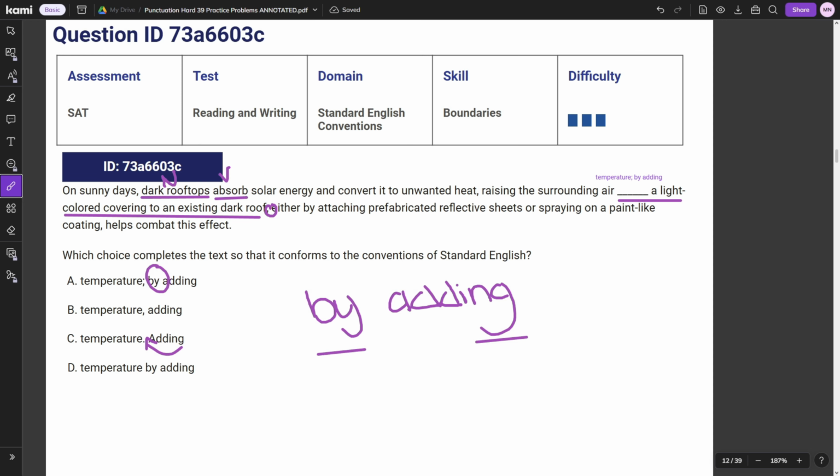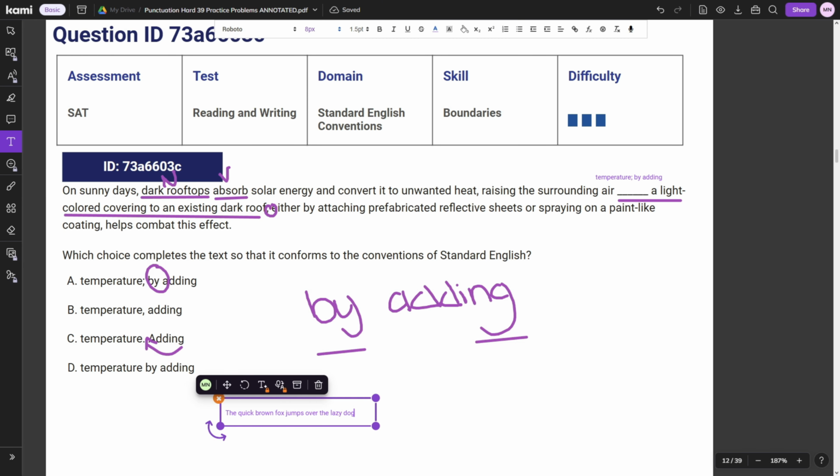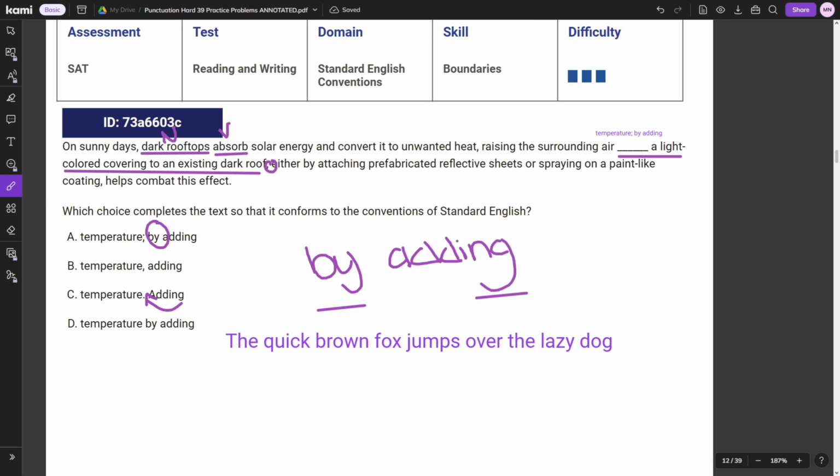Okay, but seriously though, what a modifier does is it just adds on extra details. Take this sentence for example. Quick and brown would be the modifier for fox. It adds on extra details to what the fox is, while the fox is quick and it's also brown. And then look at lazy. That's also a modifier for dog. It adds on extra details to what the dog is: lazy.